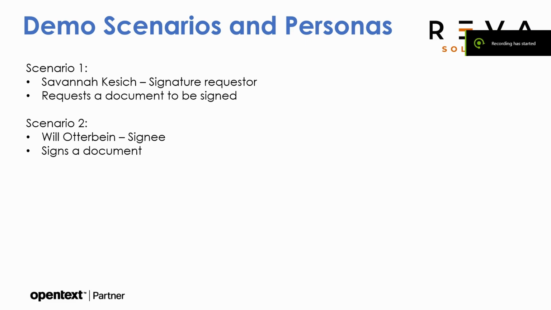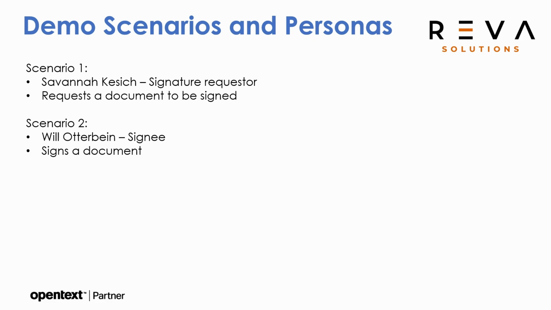Hello, today I'm going to be demonstrating Riva's integration between Box and ServiceNow with a Box Sign use case where we have an employee who's going to be signing an employment contract. So the two scenarios that we have for this demo are involving the Savannah KeySig user.